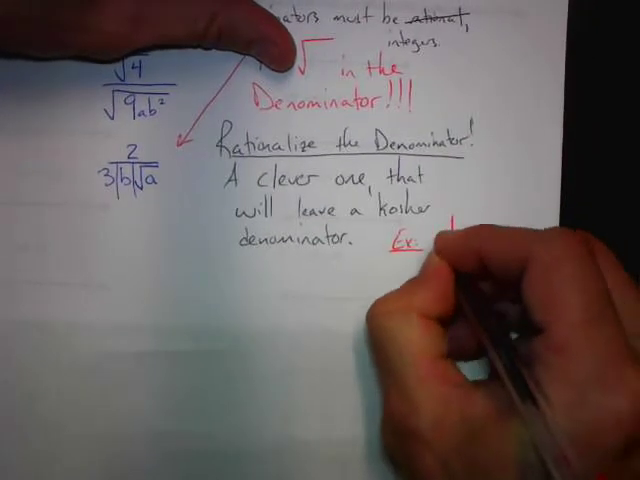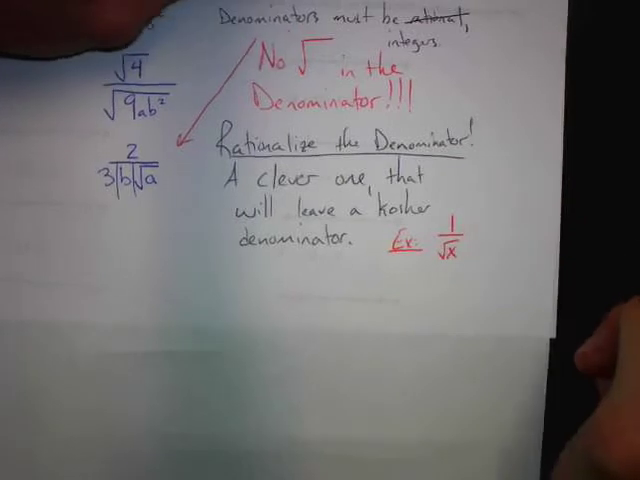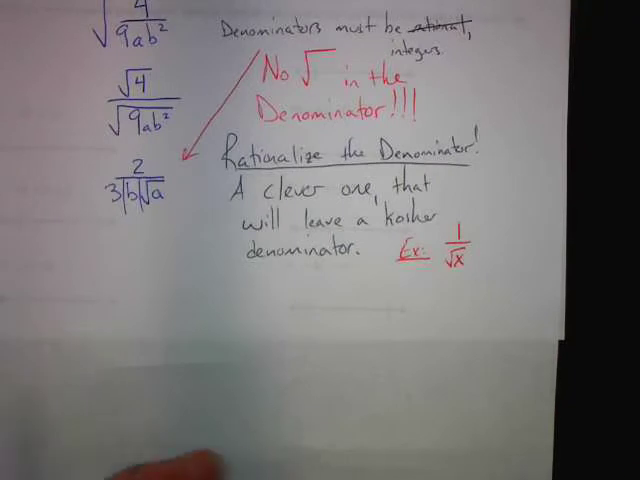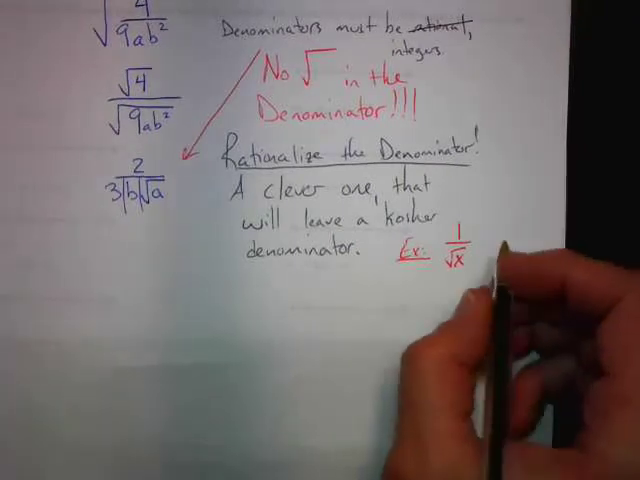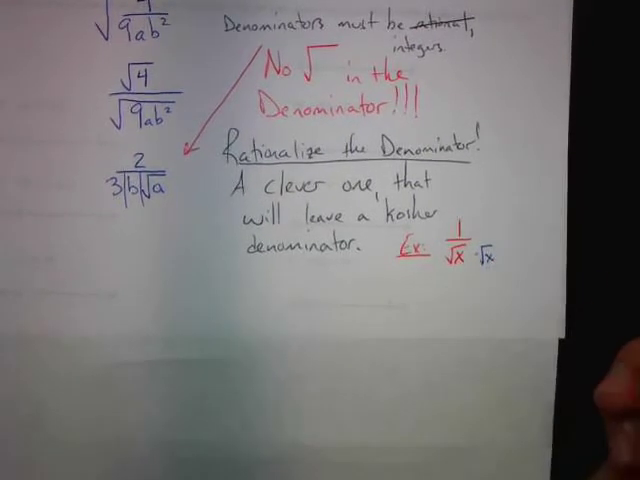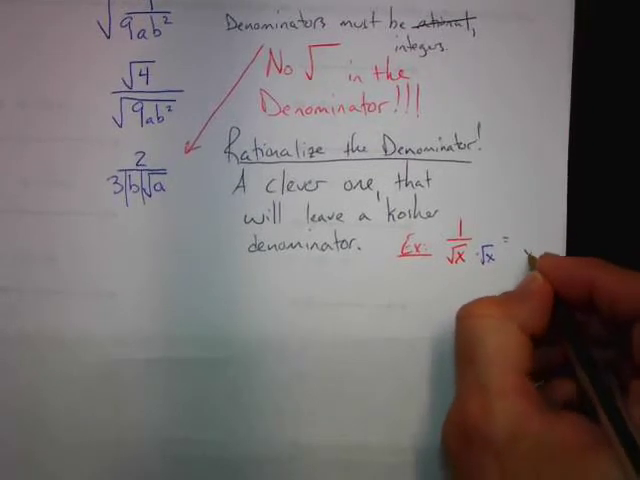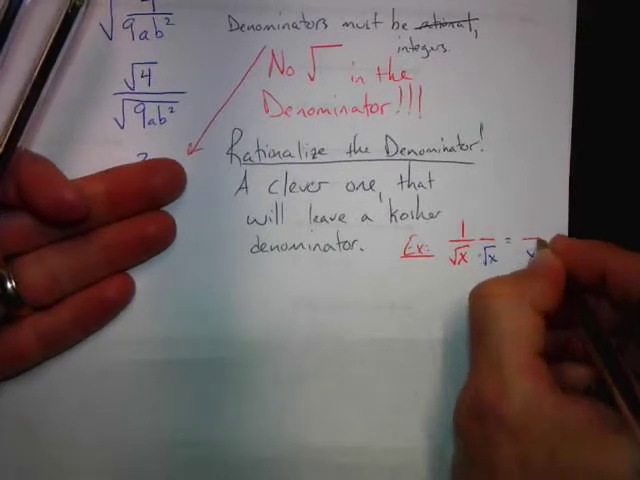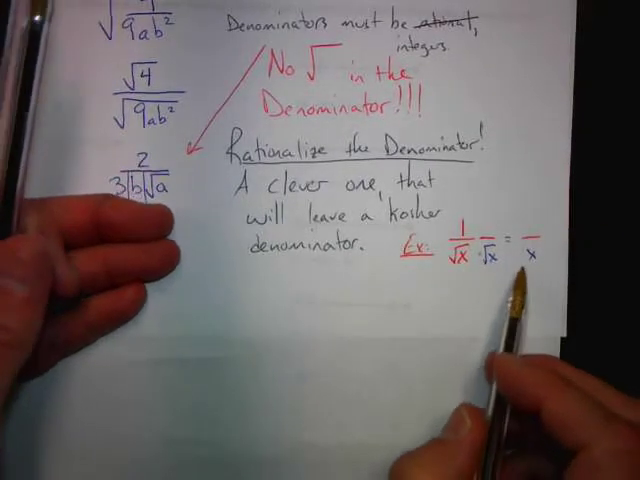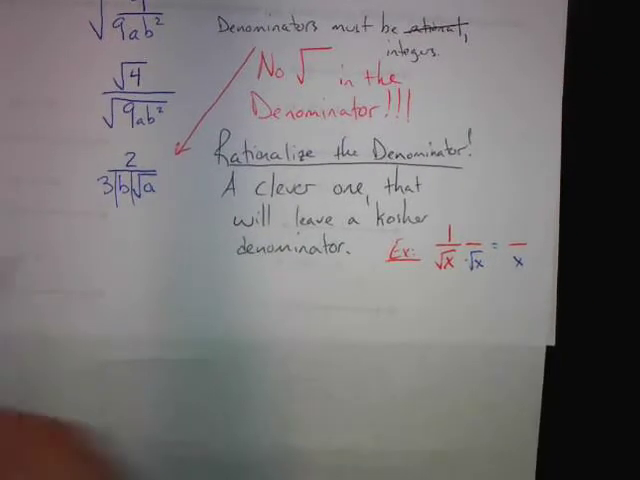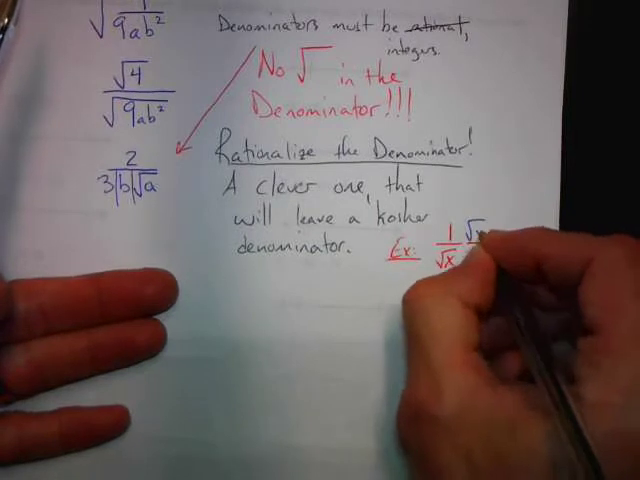Let's say I have 1 over the square root of x. What in the world can I multiply by the square root of x that would give me a kosher denominator? Well, since we're dealing with the square root of x, if I just multiplied it by the square root of x, wouldn't I get x in the denominator? Isn't that how that works? Isn't the square root of x times the square root of x just x? That's thinking, right? We totally have to think. And if I multiply the denominator by the square root of x, I have to multiply the numerator by the square root of x, thus the clever one.